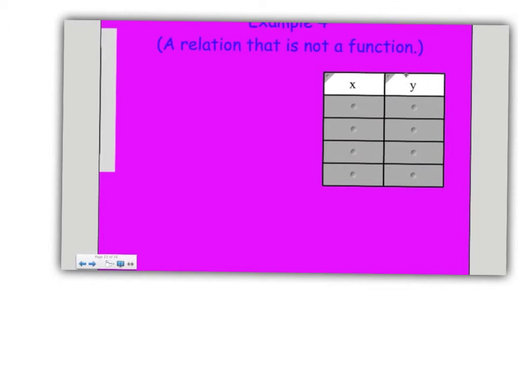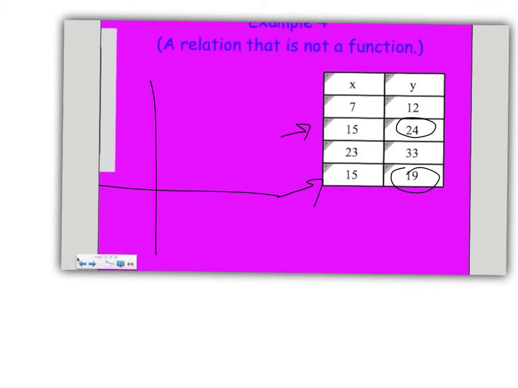So here's another example of a non-function. I'm going to go ahead and list each point. So far, so good, but here we have another 15 and a 19. That means it is not a function because there are 2 of the same input with different outputs.